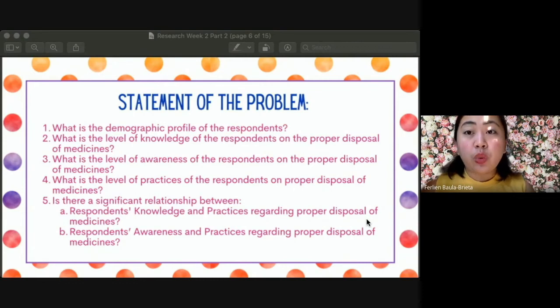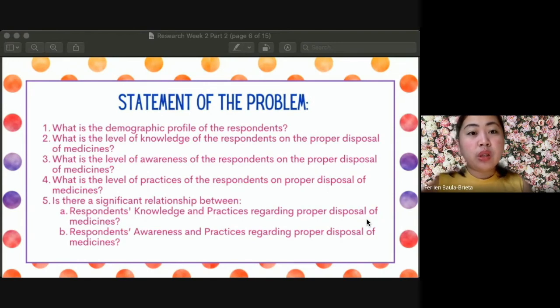And then of course, you want to assess the practices. So again, to make it measurable, you have to state it as: what is the level of practices of the respondents on the proper disposal of medicine? Okay, so those are the questions that you want to be answered. Now, once you have answers to these questions, you might want to look for relationship. You want to look for differences in the practices or in the knowledge. Whatever it is that you want to look for, you can test it using statistical tools.